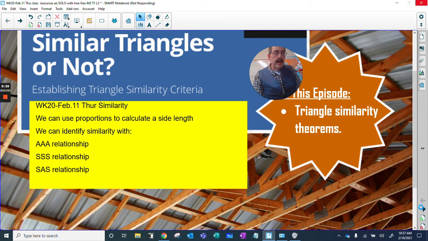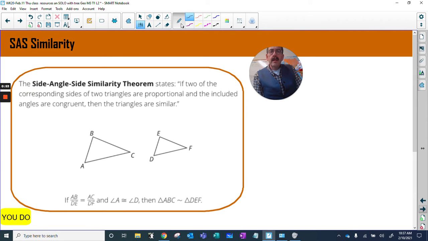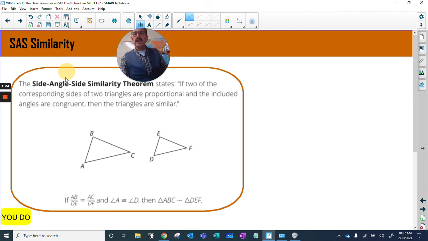And as our keyboard catches up here, we'll get started on side, angle, side. So grab a sheet of paper and write side, angle, side. Okay, so SAS.